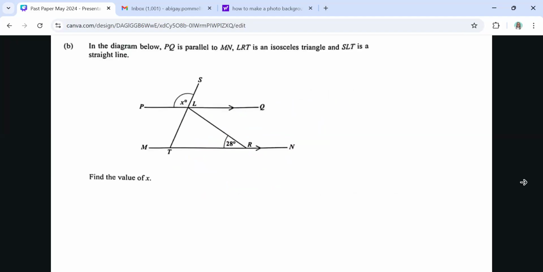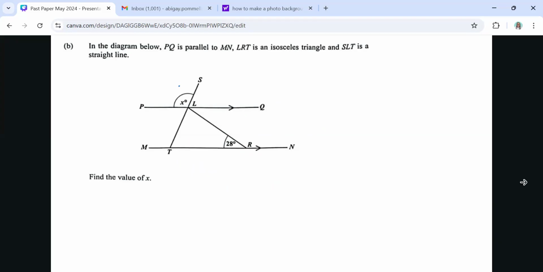All right, moving on to B. In the diagram below, PQ is parallel to MN, and LRT is an isosceles triangle. And SLT is a straight line. All right, so let us see what it says. Find the value of X. And X is up here.